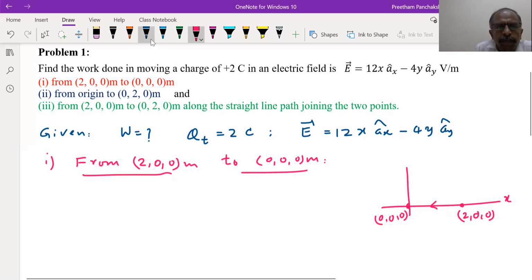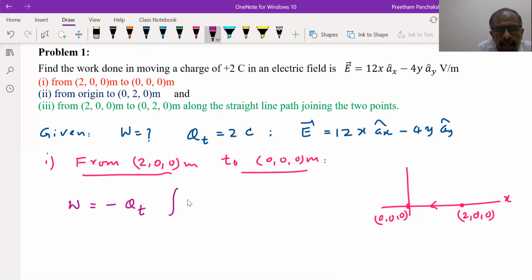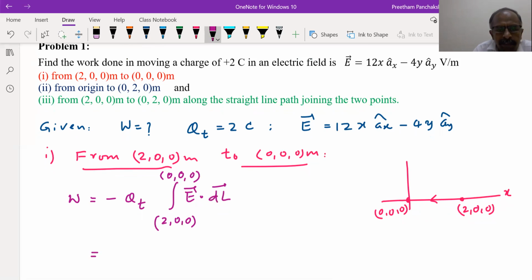Right. So let us go for the work done formula. This is given by minus Qt times the line integral of the electric field E dot dl, where Qt is the test charge. The limits are clearly given. The charge is moved from (2,0,0) to (0,0,0), the origin. So this is the formula we can start with.